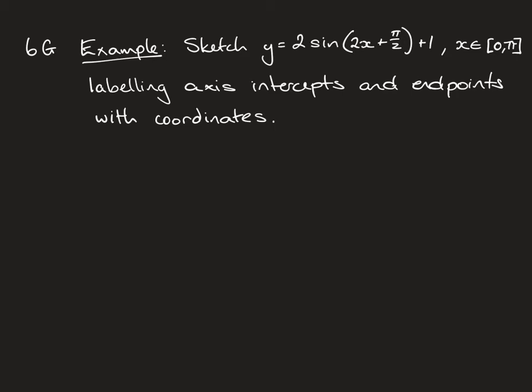So in this video, I wanted to sketch a trig function that's got some translations in it. This translation will mean that we've got x-intercepts, and this will mean that our start and end points are going to be at something other than 0 and 2 pi. And so I'm going to show you how to find axis intercepts and endpoints.